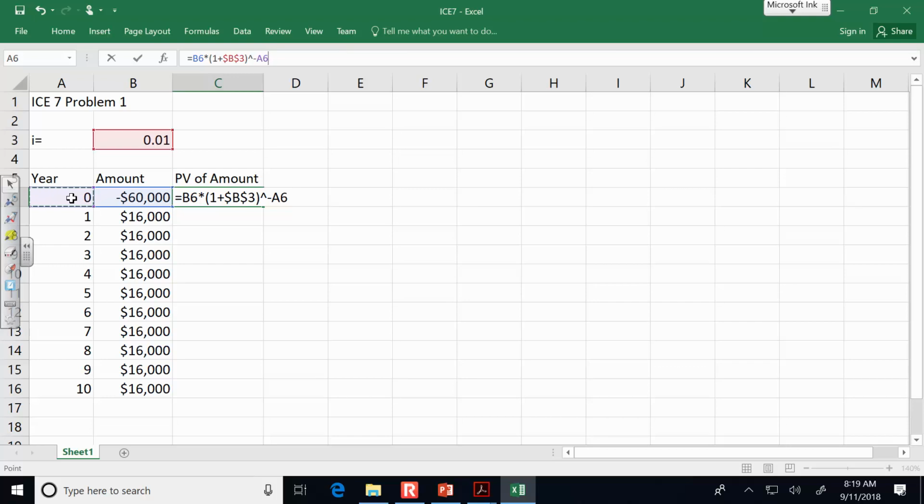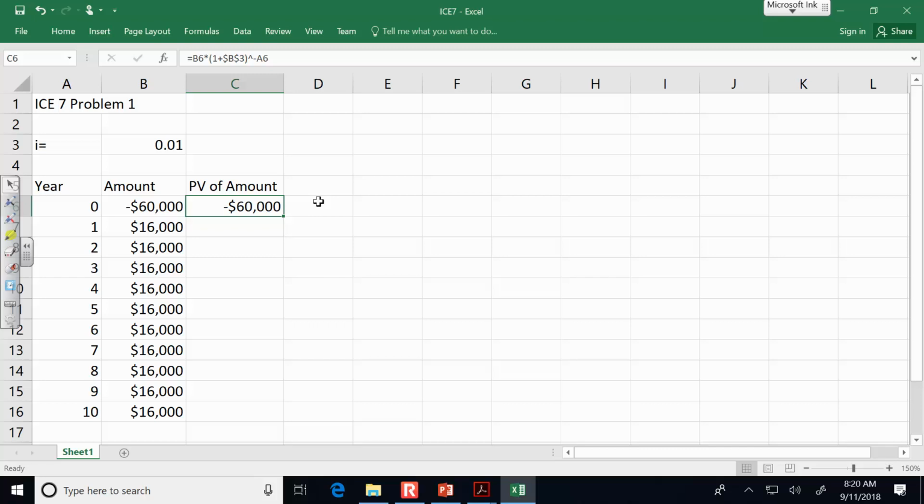Okay, so I'll leave that formula up for a moment so you can take a look at it. Now, when I type enter, what should be the result of that calculation for year 0? 60,000. It's going to be the same amount because it's moving 0 years. So if it's anything other than 60,000, then Houston, we have a problem. All right, so, okay, negative 60,000. That's good.